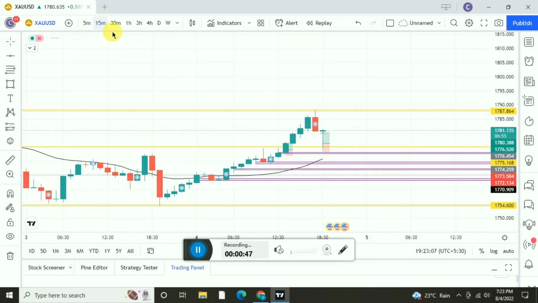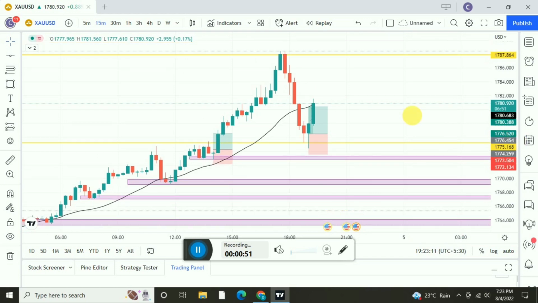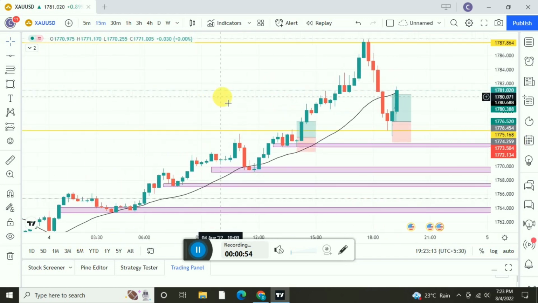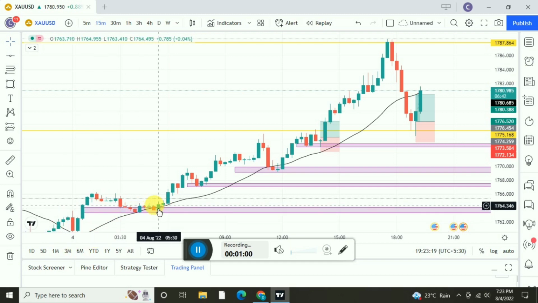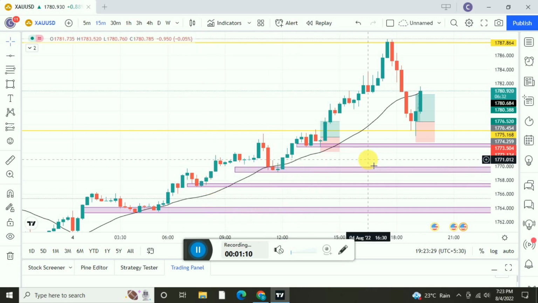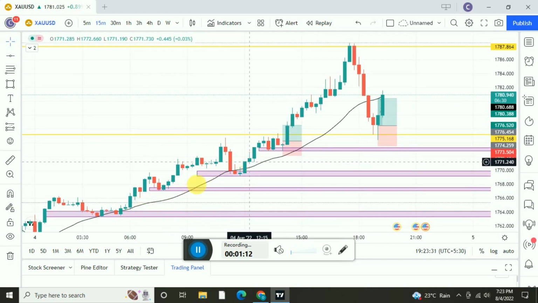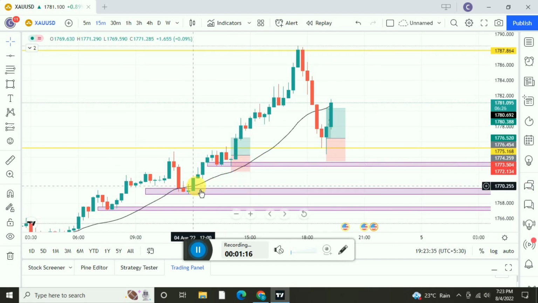Let me go to the 15 minutes time frame. As you can see, today is the 4th, as you can see at my cursor. From the morning itself, this was the first wave at 6 o'clock. This was the second wave at 7:45, 8, and this was the third wave. The market was continuously making the waves. As you can see over here, this was the third wave.